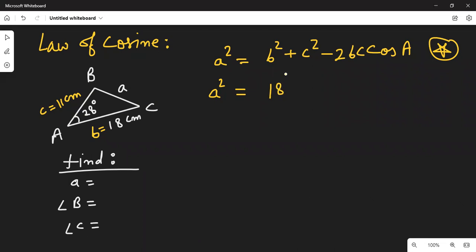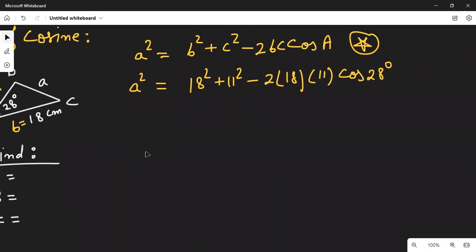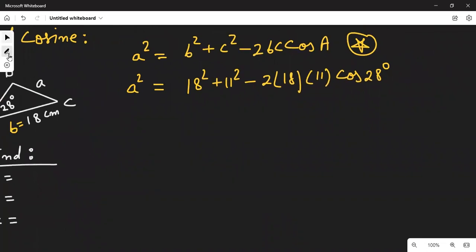So we are getting 18 squared plus 11 squared minus 2bc times 11 and cosine of that angle A, which is 28 degrees. Now we will put these values. For now we have nothing to do with this, so we are just solving. So we can create a little space here, and then we can write a squared is equal to the square of 18. You can use a calculator to solve this also.